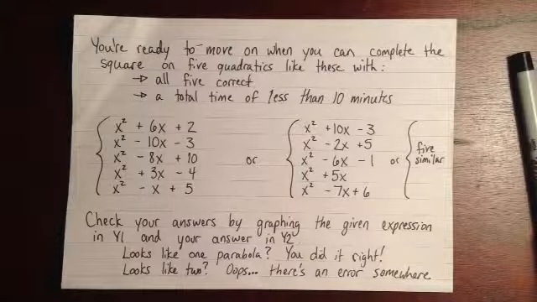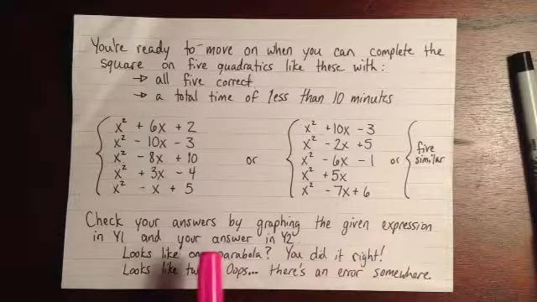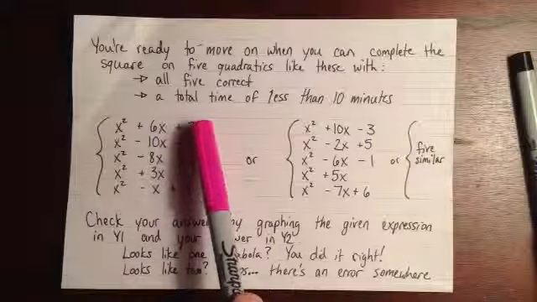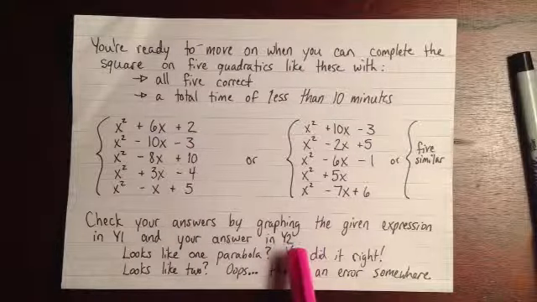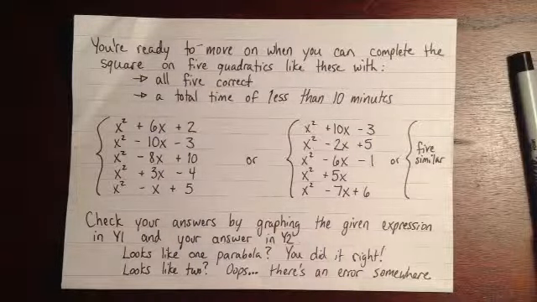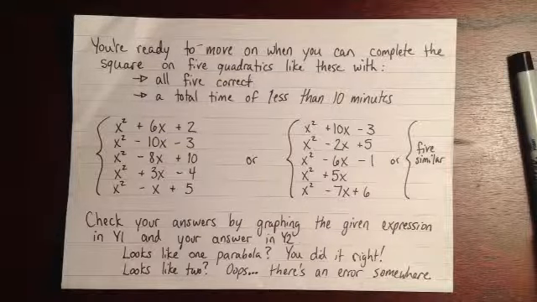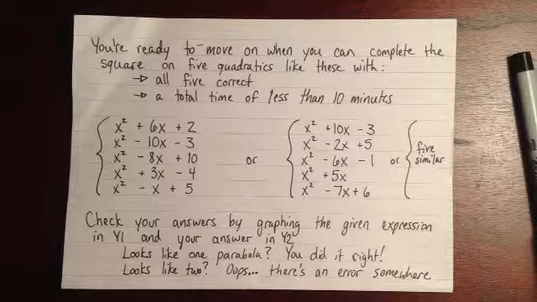So how do you know if you get them right? You check your answers by graphing them. So you put the given ones, the ones I give you, in y1, and your answer in y2. And if it looks like the same parabola, you did it right. And if you've got 2 different parabolas going on, then you've got a mistake somewhere. Alright, good luck.